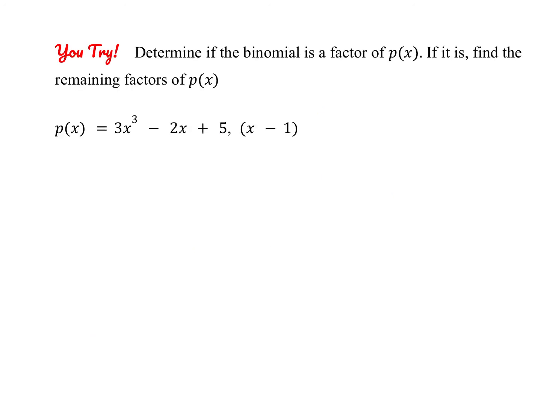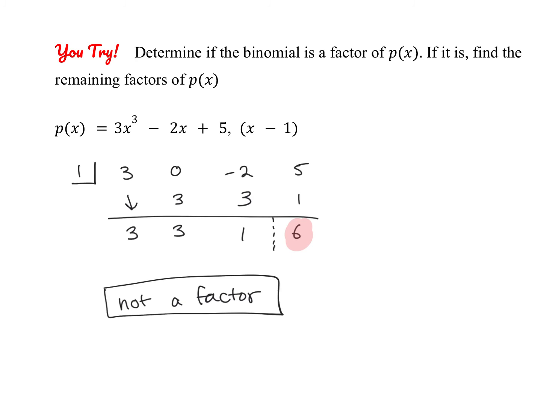All right, I have another one for you to try, so please pause the video and we'll check your answers in just a few seconds. Okay, so you can see here when you do your synthetic division, making sure you do have that placeholder for the x squared term, you do get a remainder of 6, so therefore x minus 1 is not a factor of this polynomial.